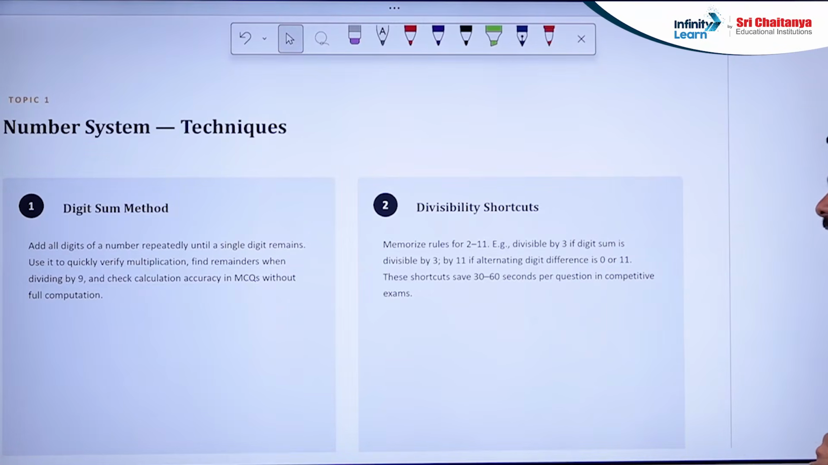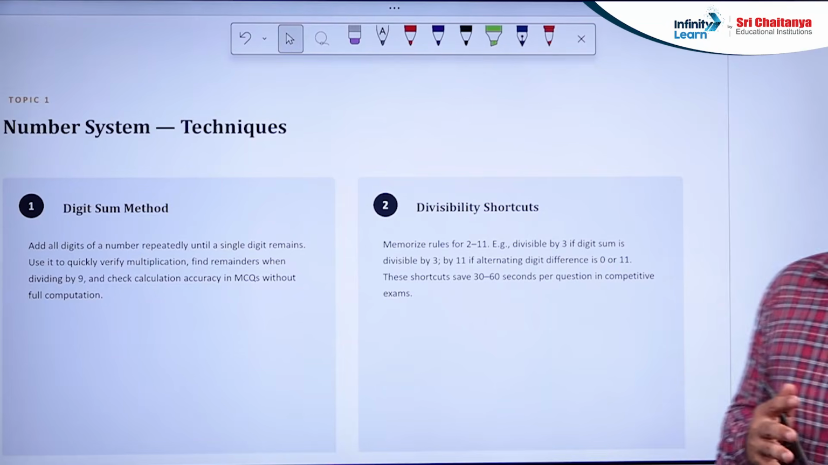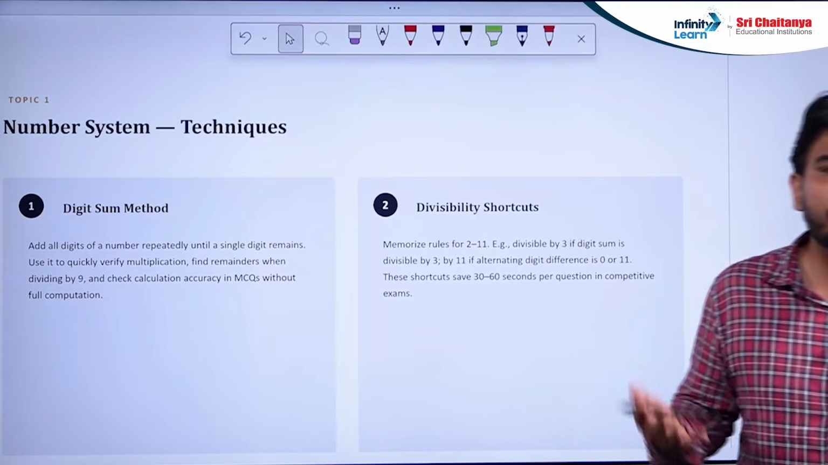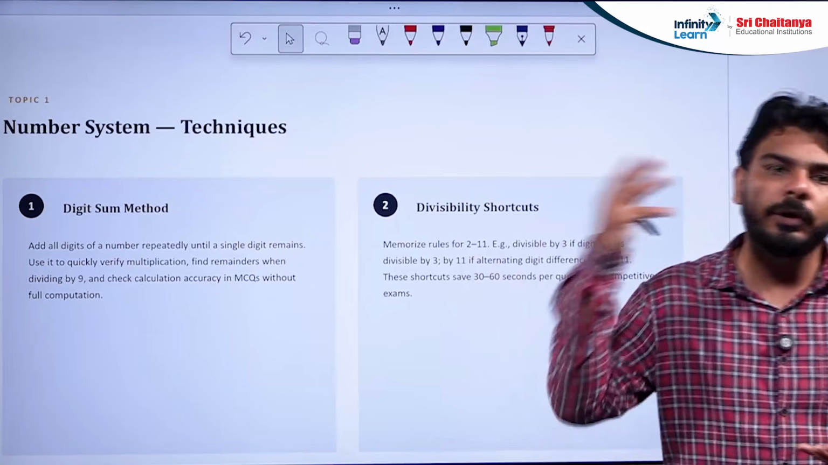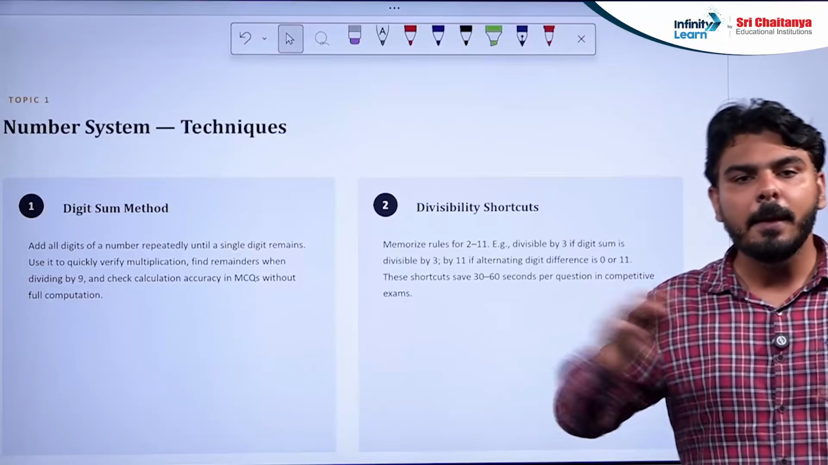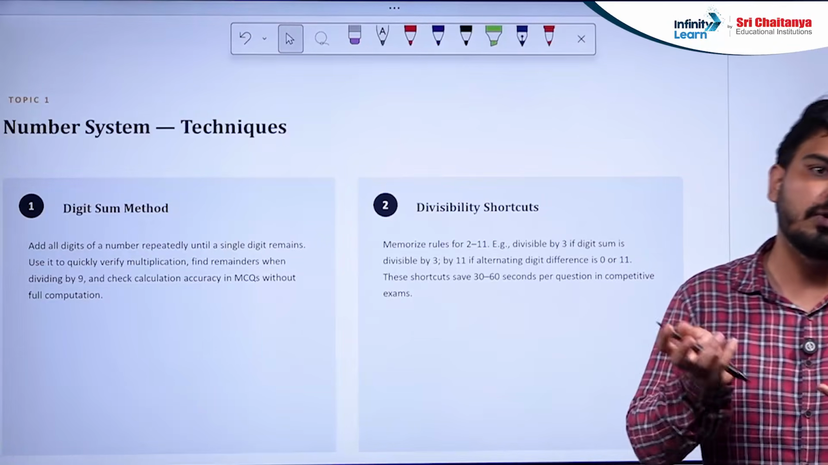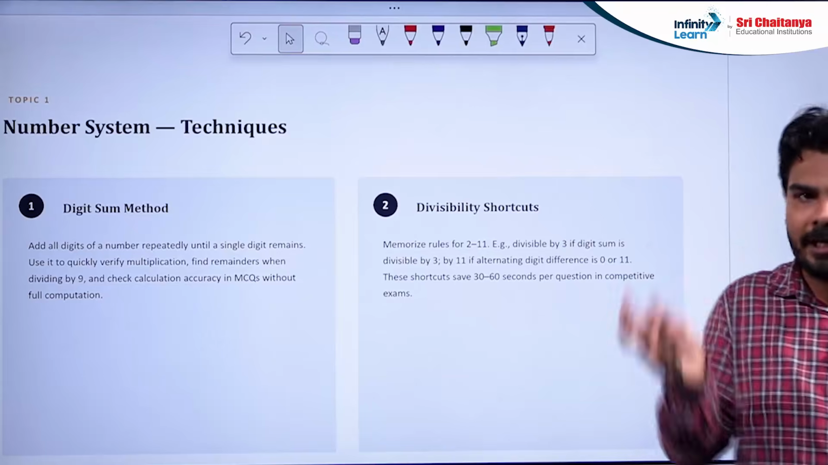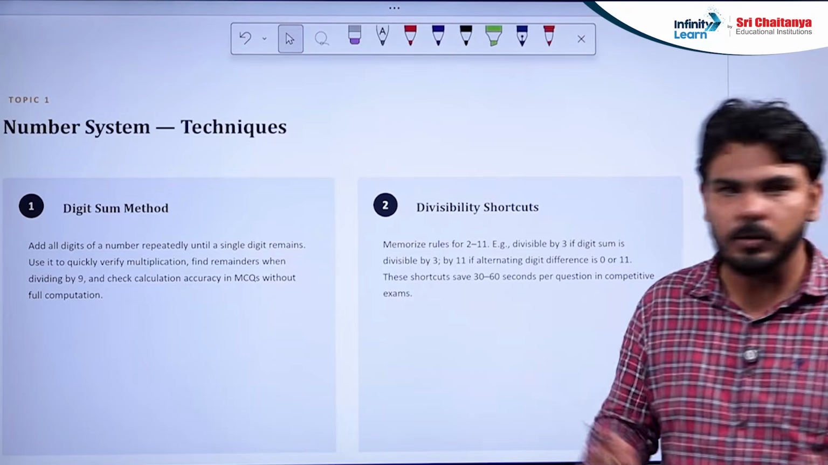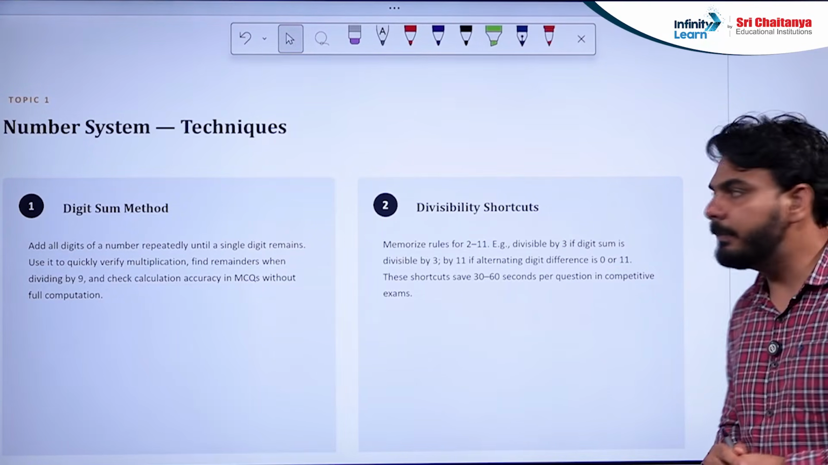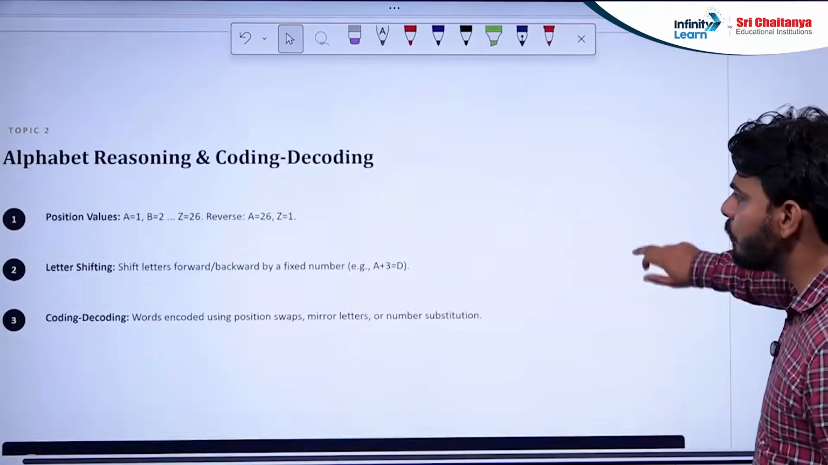The second method is divisibility shortcuts. I have already told you that you have to remember the divisibility rules from 2 to 11. But I can also tell you to learn the divisibility rules from 2 to 19. That we will discuss in class only. So this was our first chapter, number system. Let us now move on to our next chapter.